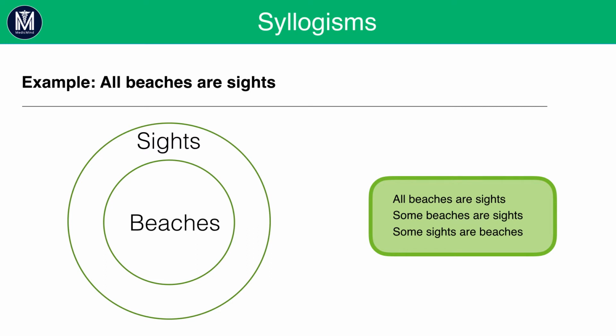I've used a real-life example here to make it a lot clearer because we know that some people interpret beaches as sites. If we say all beaches are sites, then of all the sites there are in the world, there is a small portion that are beaches.